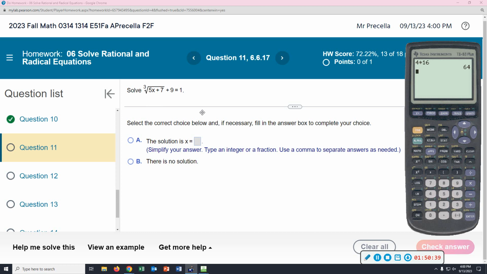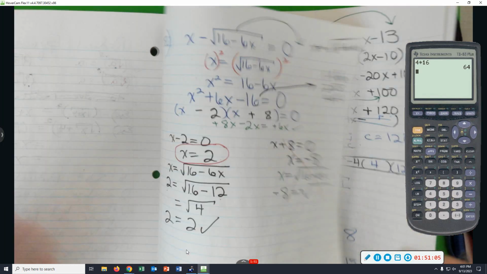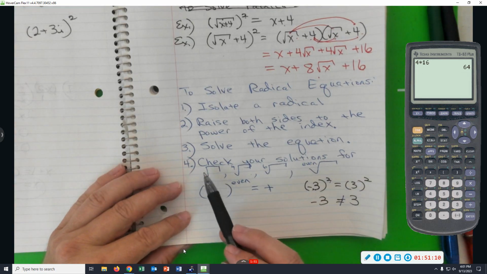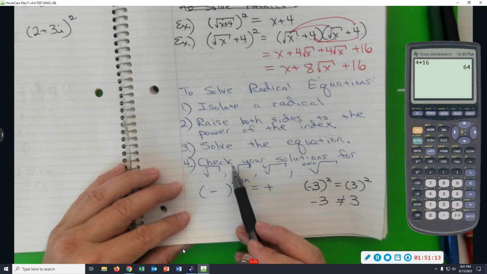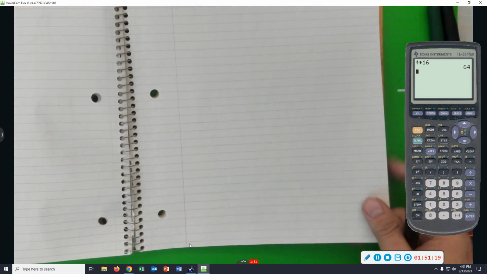Number 11. Okay. We have the cube root of 5x plus 7, plus 9 equals 1. What power are we going to raise both sides to? 3. That is an odd number. Remember, for checking, a few days ago when I wrote those steps up, here it is. You only have to check your solutions for even indices: square roots, fourth roots, sixth roots. This is a cube root, so you don't have to check the answers.